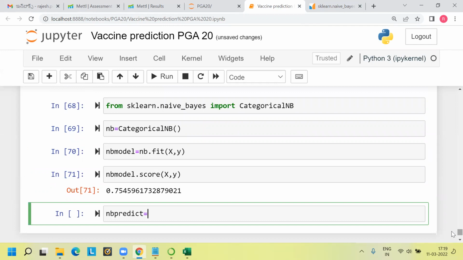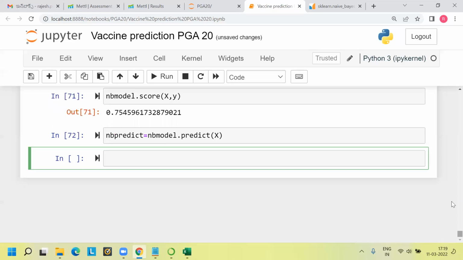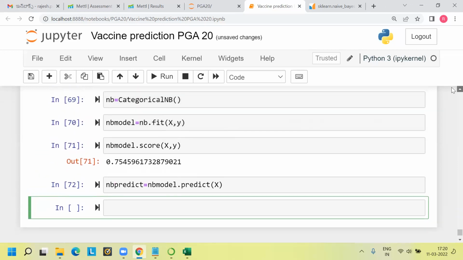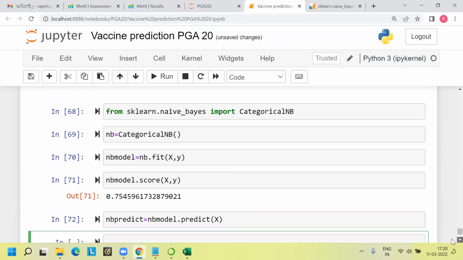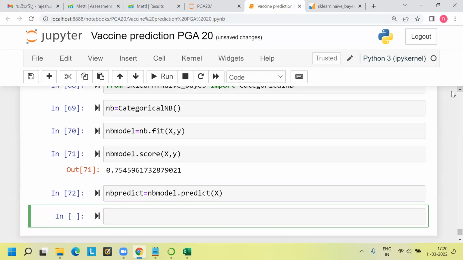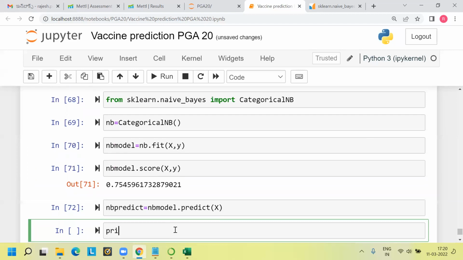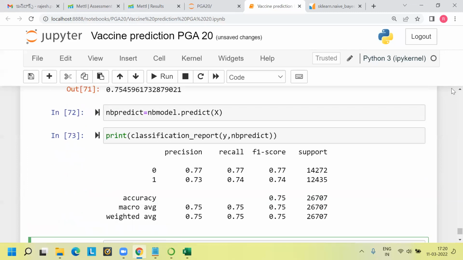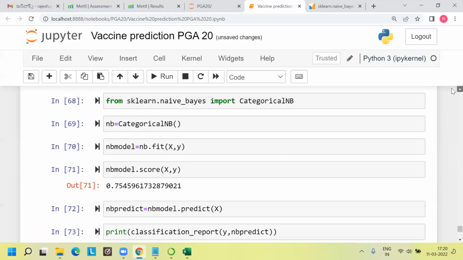NB_predict is equal to NB_model.predict(X). Print the classification report, Y comma NB_predict. All of them are closer to 75.